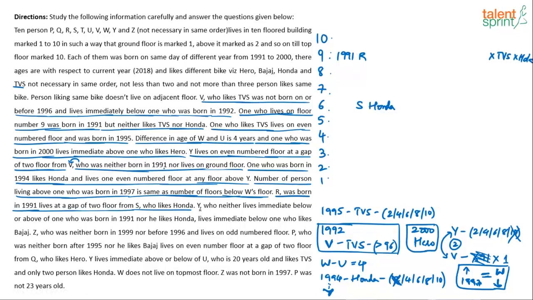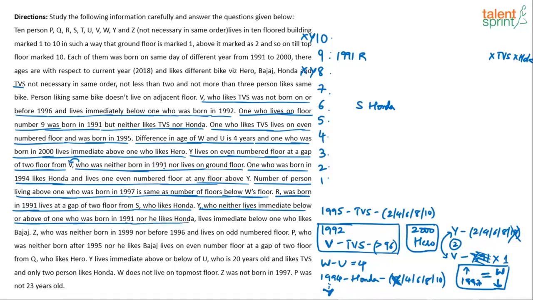Y, who neither lives immediately below or above of the one who was born in 1991, nor likes Honda, lives immediately below one who likes Bajaj. What is told? First of all, Y lives neither immediately below nor above of the one born in 91. We already know R was born in 91 and R is on 9th floor. Y will not be below 91 or above 91, which means Y cannot come on 10th floor or 8th floor.